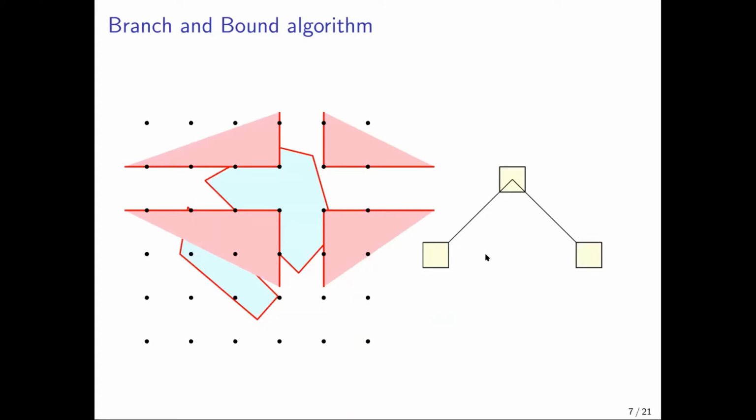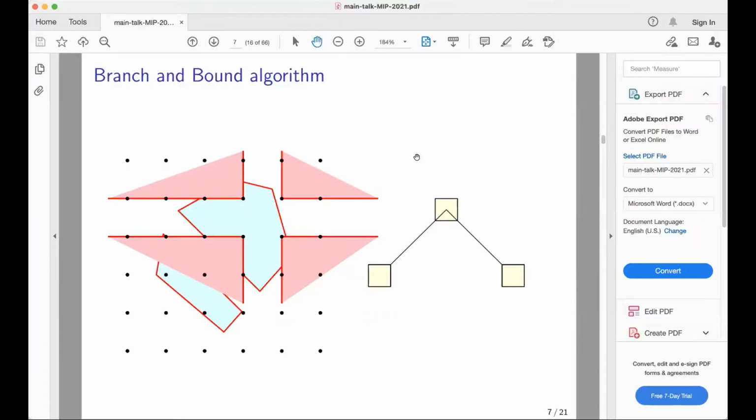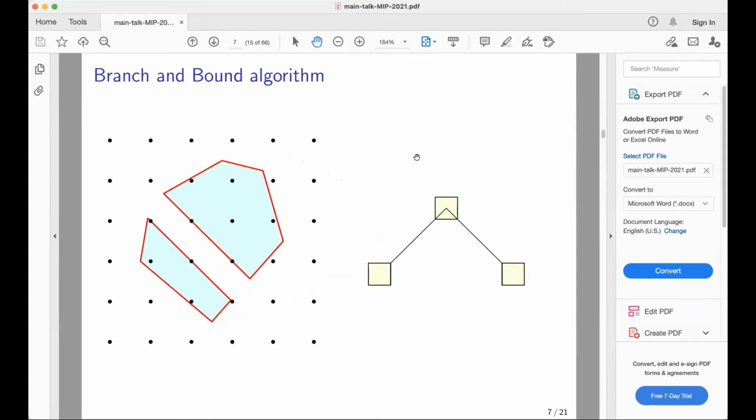Sorry, my slides are not really... Okay, this is much better. So if it's in full screen mode, my slides are moving very, very slowly. So I'll just switch away from the full screen mode. Okay, so yeah, I was talking about the branch and bound tree.